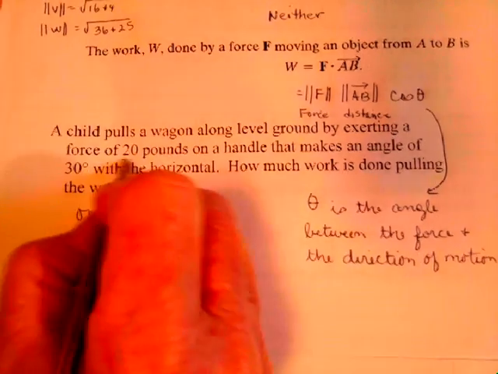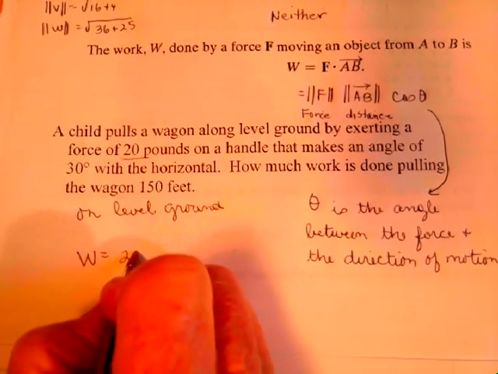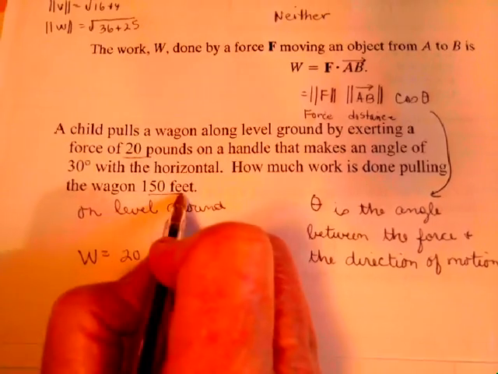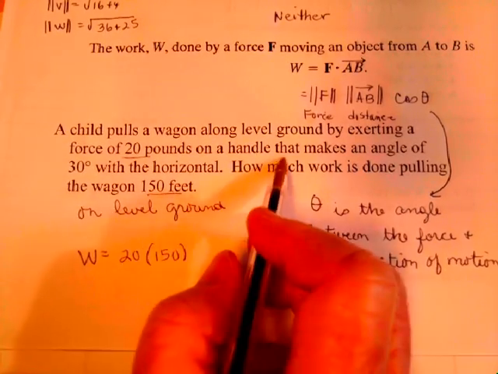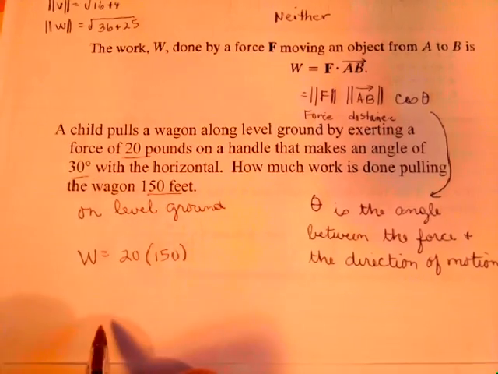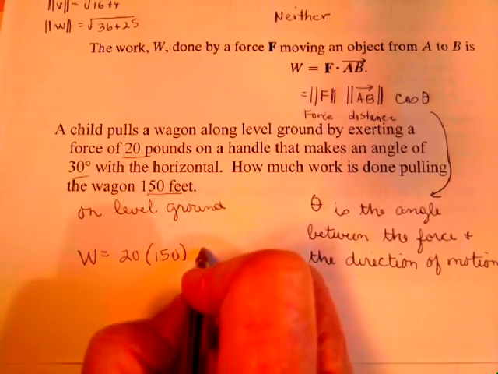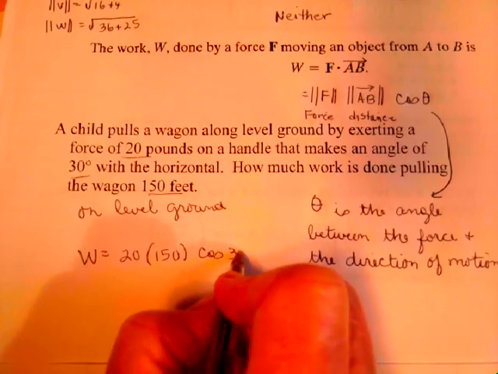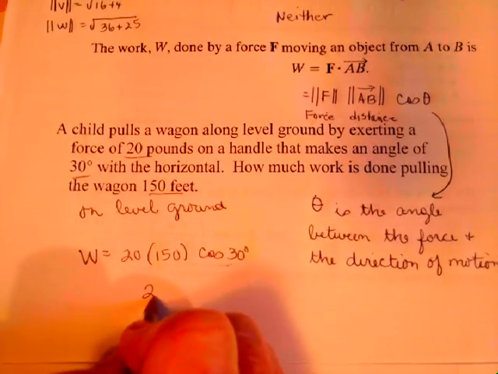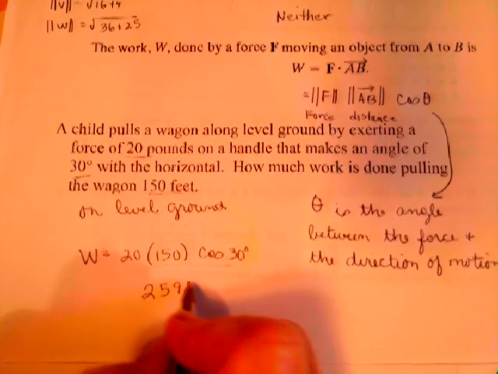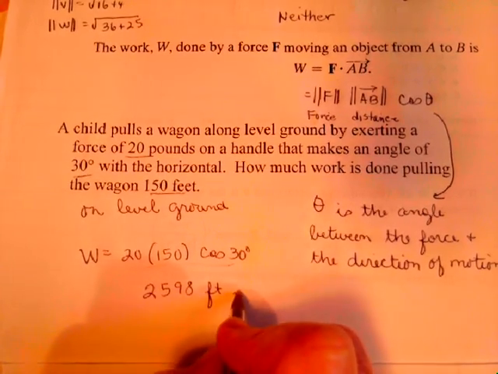The force is 20. They gave me that. The distance that they're moving, that's 150 feet. The handle makes a 30-degree angle with the horizontal, so that's times the cosine of 30 degrees. When you put those three in your calculator and multiply, you get 2,598, and that would be in foot-pounds.